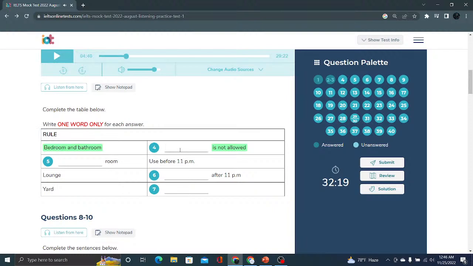Okay, smoking is not allowed both in the bathroom and bedroom. So smoking would be the answer. Okay, let's move on to question number 5. Something room, use before 11 p.m. So maybe they will talk about a specific room that people can use before 11 p.m.